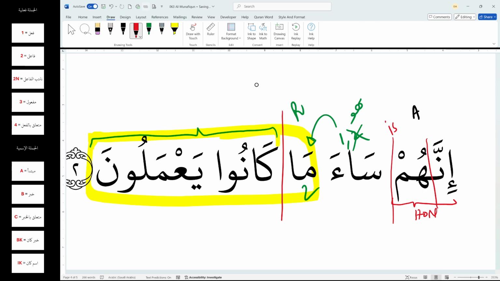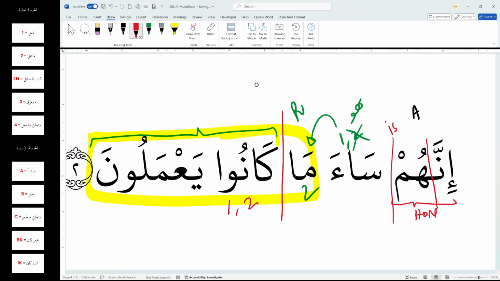So you know that when you have kana, kana, kanu, kanu is an incomplete fi'l that actually does not give you the full meaning, and therefore it is labeled as jumla ismiya, but it operates as jumla fi'liya. So it is still a fi'l, right? It still has a hum inside it, like ittakhazu, like saddu. It still has that same indication, right?